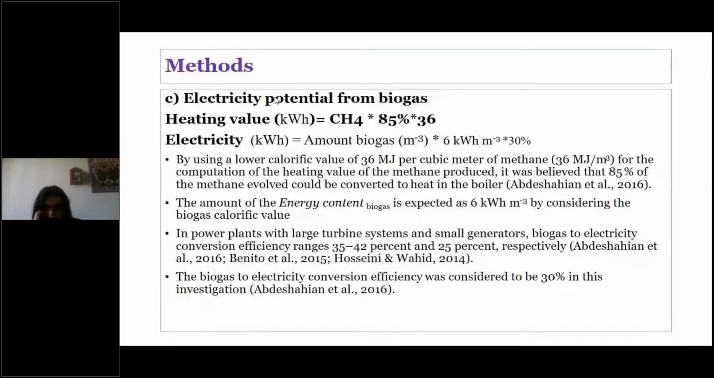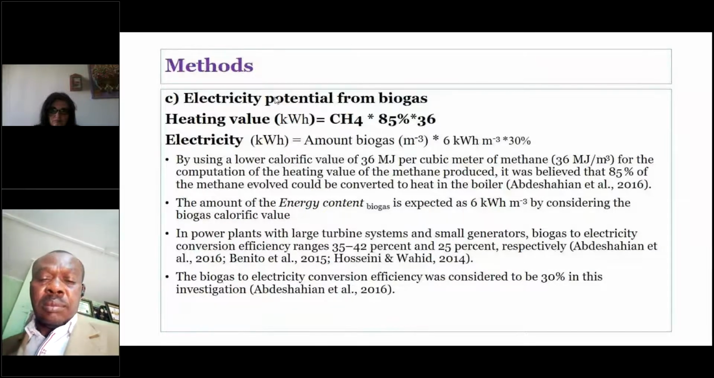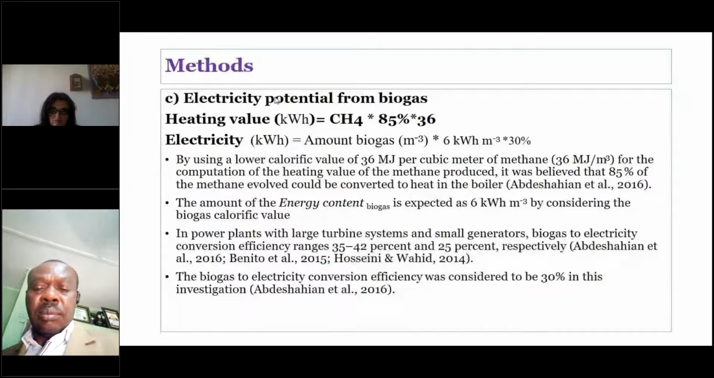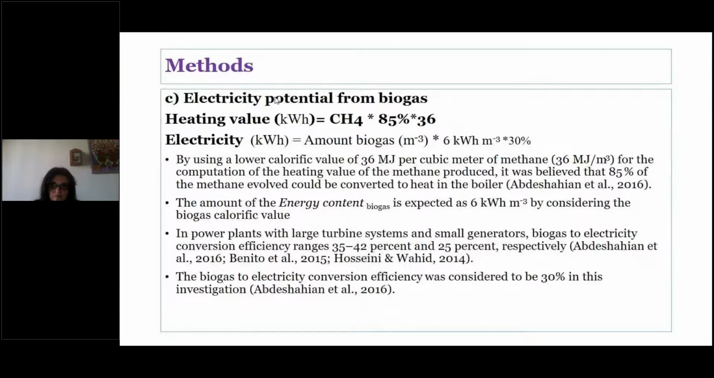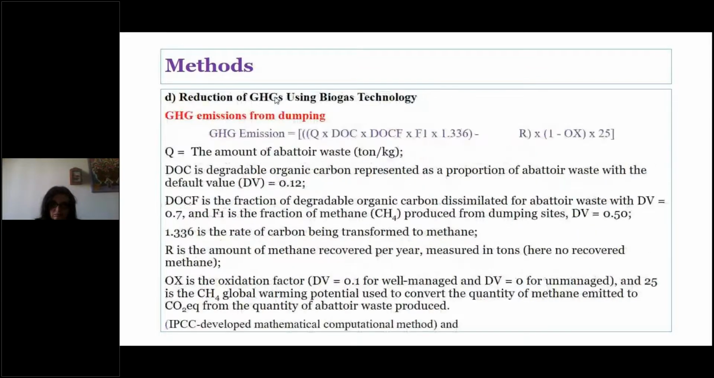For example, the large turbine conversion efficiencies range from 35 up to 42%, while for small generators it may be around 25%. So in this study we have used 30% biogas to electricity conversion efficiency. We expected that the medium size will be used.